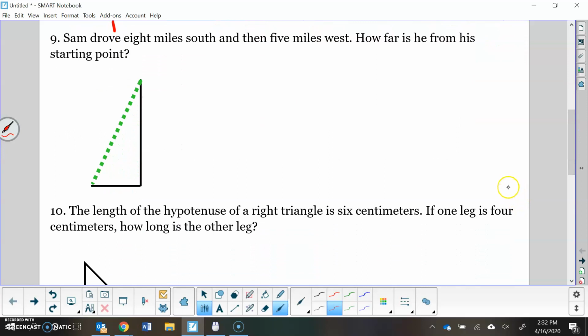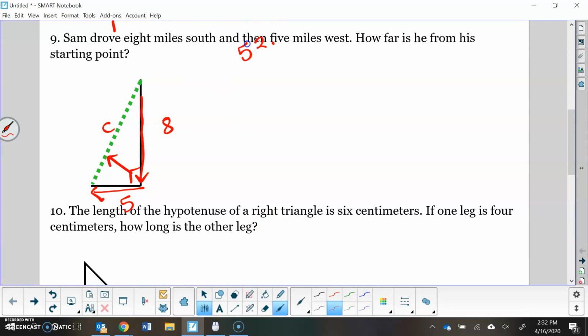Number 9, Sam drove 8 miles south, and then he drove 5 miles west. So this is 8, and this is 5. And we're looking for how far he is from where he started. We're looking for the diagonal, the hypotenuse for this one. So I'm looking for C.